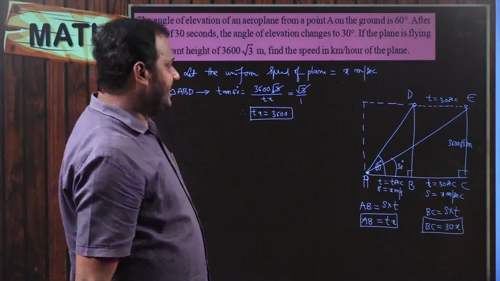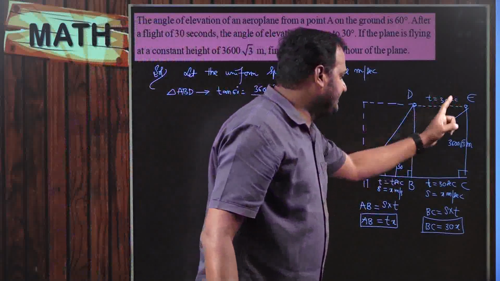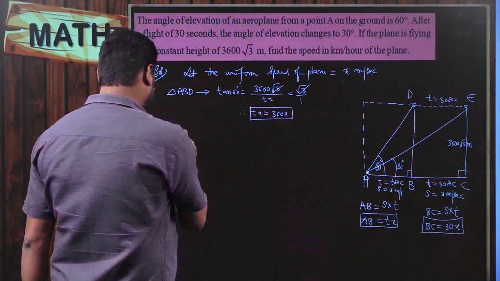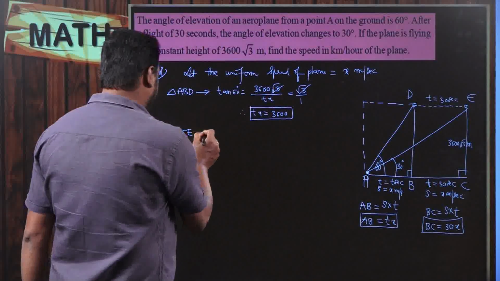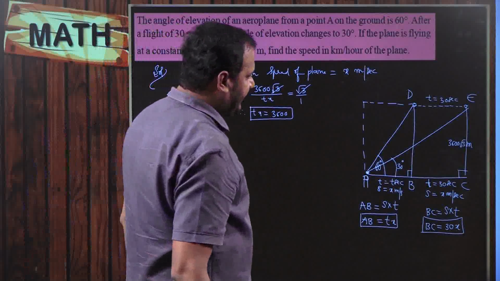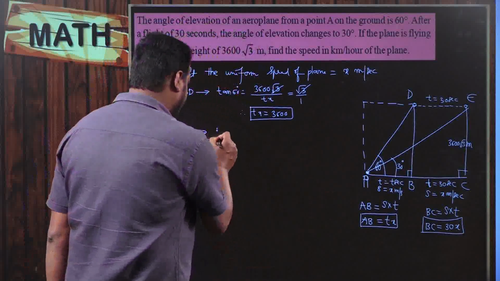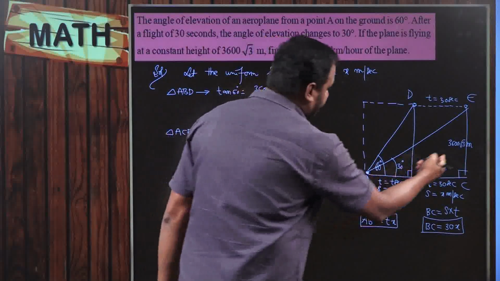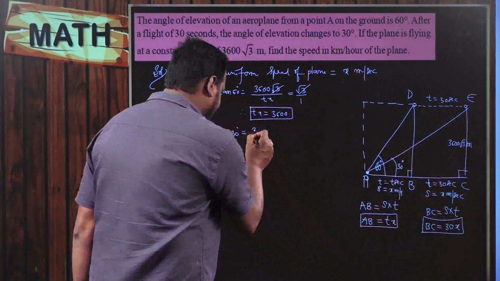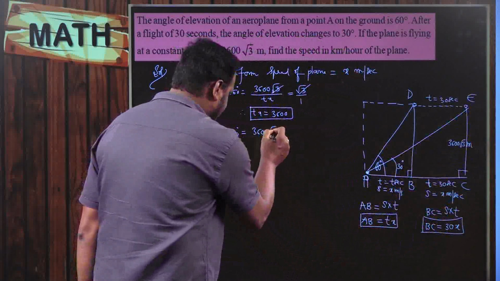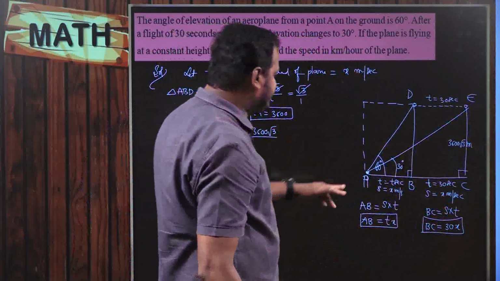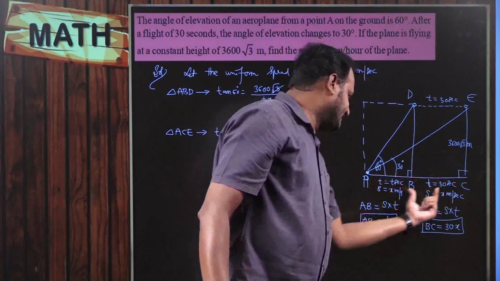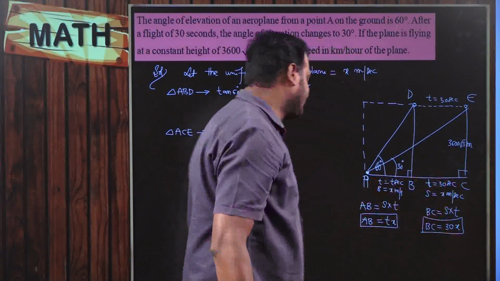After that, I will take triangle AEC, otherwise ACE triangle, anything is okay. In this triangle ACE, again the angle is 30 degrees. So tan 30 degrees is equal to the side opposite to 30, which is 3600 root 3 again, divided by the adjacent side, which is AC. AC is nothing but AB plus BC. AB is equal to Tx, BC is equal to 30x.